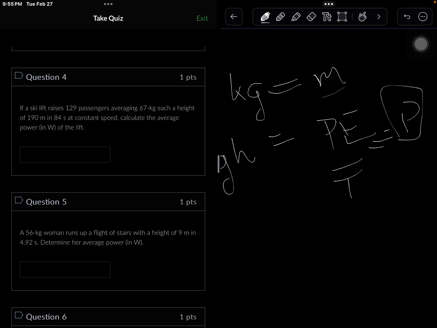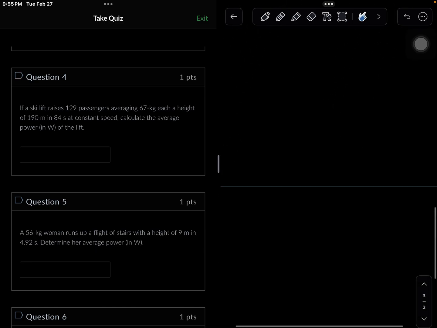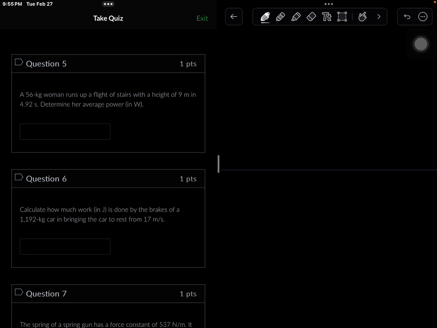So simple and straightforward. Once again, I won't be solving these questions. I will give you the thought process behind the questions instead. Question number 5. A 56 kilogram woman runs up a flight of stairs in 4.92 seconds. Same thing, just solve for mgh. Not too hard.